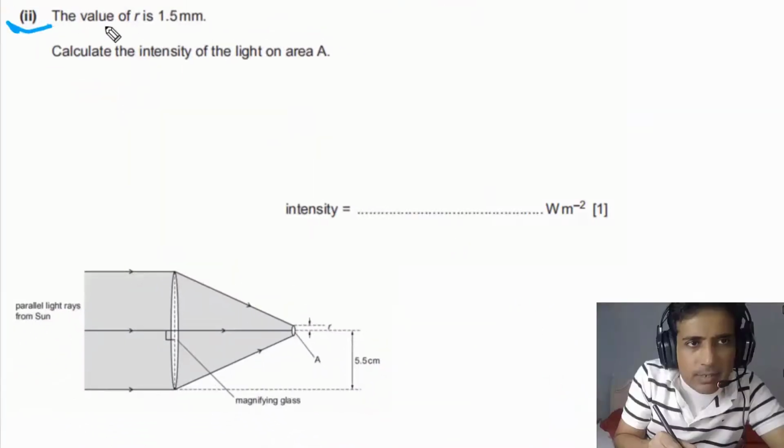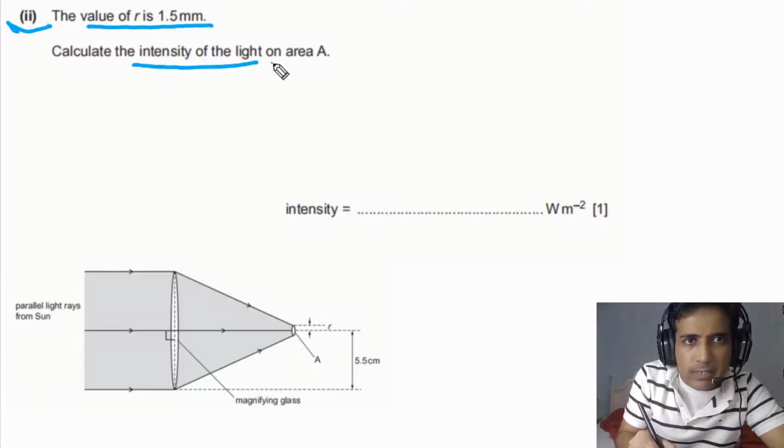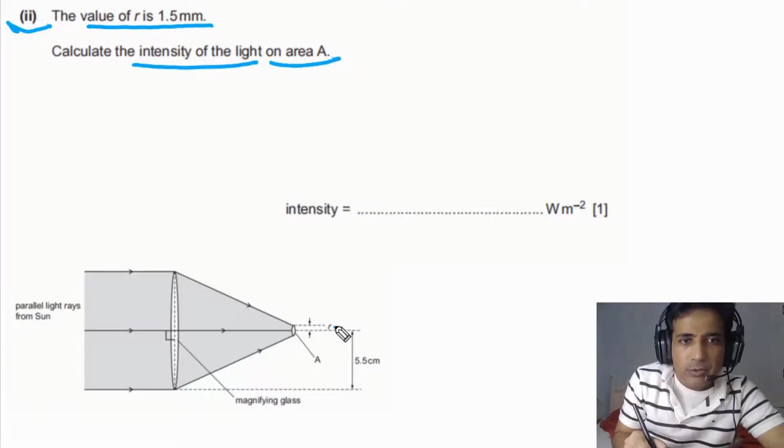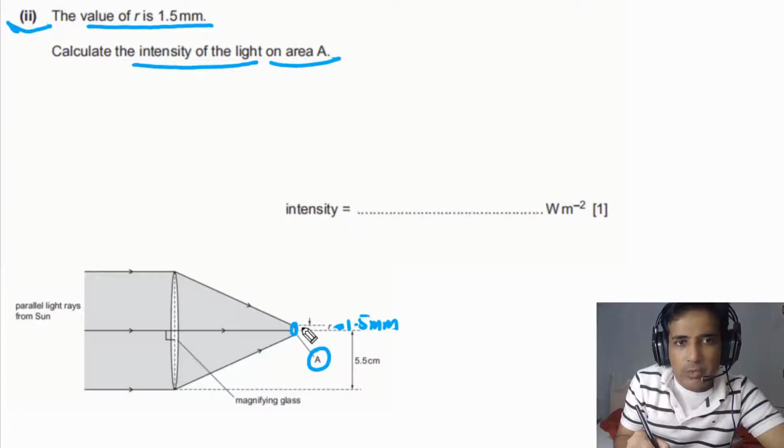For the second part, it is given to us the value of R is 1.5 mm. We need to calculate intensity of the light on area A. So here we have R means the radius of this small circle is equal to R, and value of R is equal to 1.5 mm. And area of this small circle is equal to A. We need to calculate intensity of the light on area A.